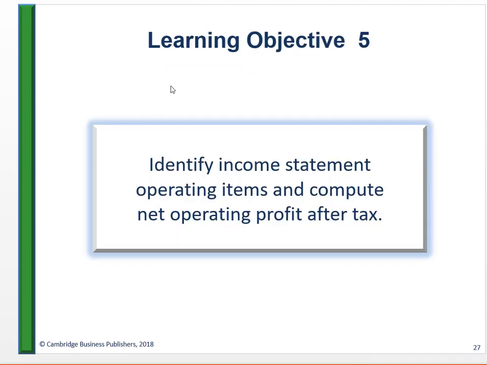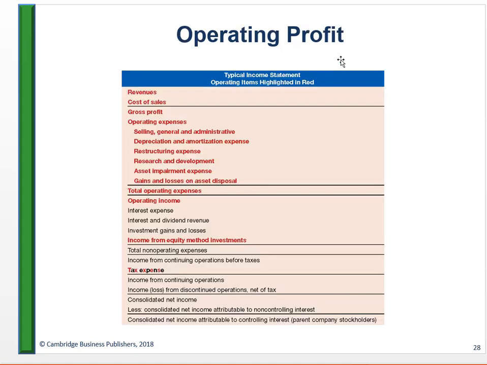And then we move on to learning objective 5, where we'll look at the same components of net operating profit after tax. Okay, net operating profit after tax. This one gets a little bit tricky when we get down into the after-tax section. But initially, when we start with revenues and cost of goods sold and gross profit and so on and so forth, those are all going to be net operating profit. Pretty self-explanatory. That takes us all the way down to operating income.